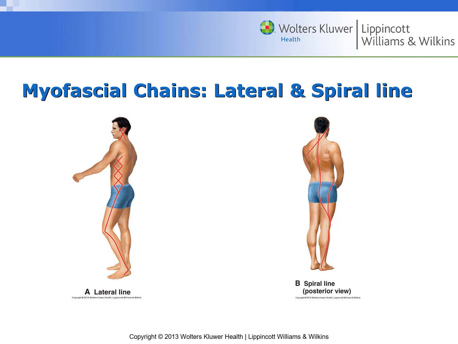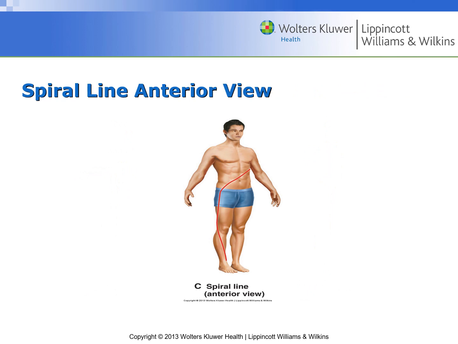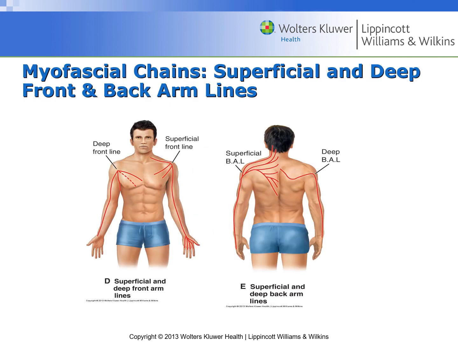The spiral line links the splenius capitis, the cervicis, and the opposite side of the rhomboids and the serratus anterior. And here we see from the anterior view the spiral line. And here we see illustrated the myofascial chains of the superficial and deep front and back arm lines.